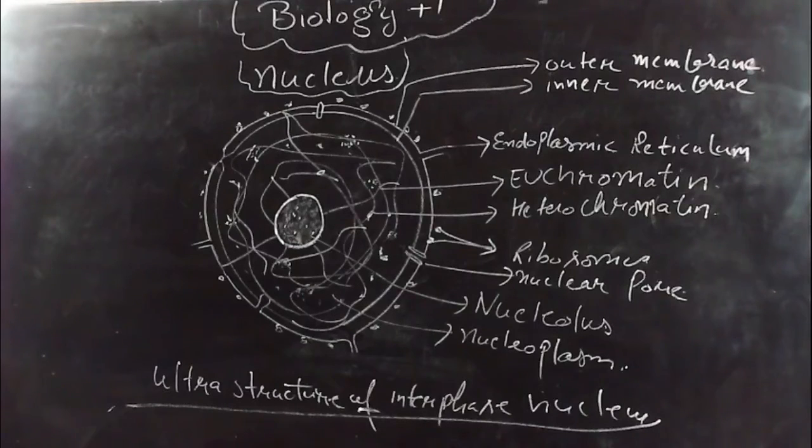Last point: nucleolus is the principal site for the development of ribosomal RNA.